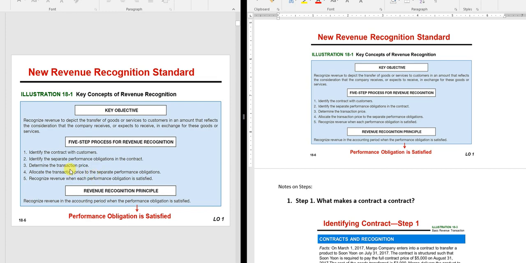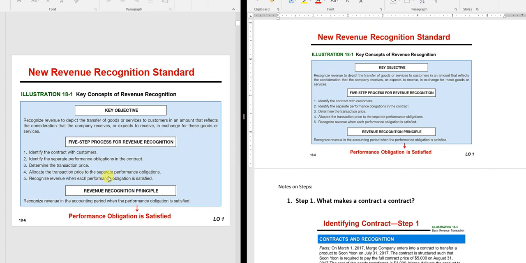The transaction price, again, in a lot of transactions is pretty simplistic. The transaction price is the sticker that they have on the item that says what the price is. But at other times, when you have different amounts of payments based on different levels of satisfaction, the transaction price gets a little more complicated, or when they have a warranty attached to it, etc.